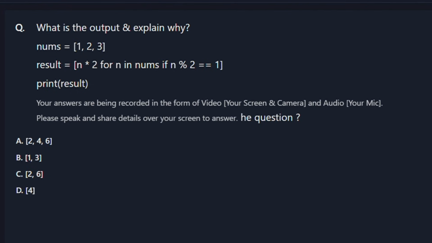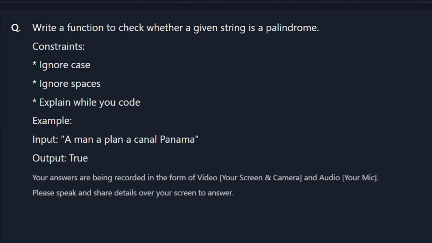Now coming to question number 8. In this question, you are asked to write a function to check whether a given string is a palindrome. Some constraints are given. Ignore case. Ignore spaces. You also need to explain the logic while writing the code. For example, the input string is "A man, a plan, a canal, Panama." The output will be true, because even when read in reverse, the string remains the same after ignoring spaces and case differences. So similarly, you have to write one palindrome code.